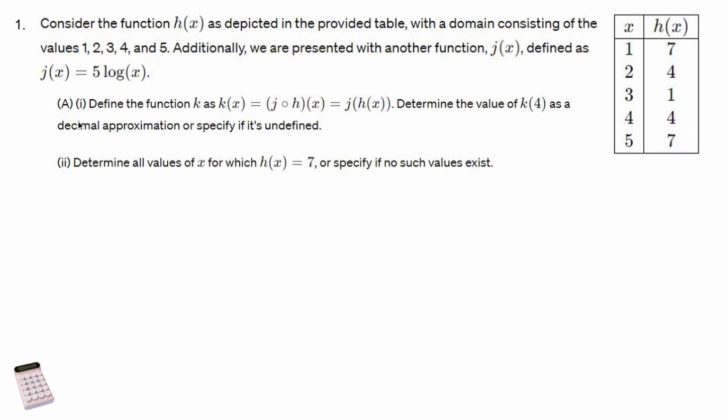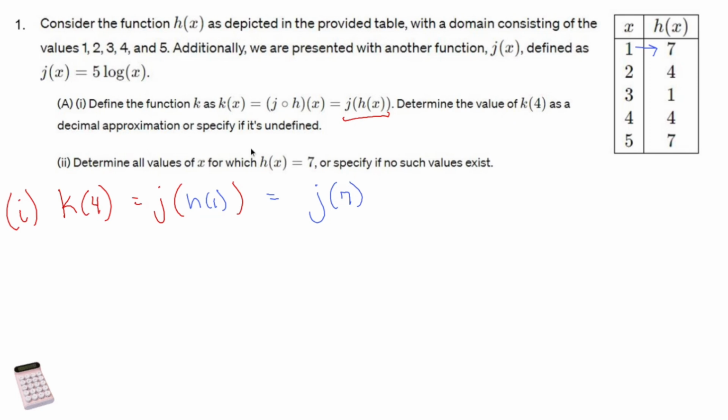So let's see what we need. We have k of 4 they want. Okay, and again, this is part I. K of 4, I'm going to use this version of it, equals j of h of 4. Let's get different colors because I can. So let's see what we have. H of 4 is found by taking the 4 in this table and saying, oh, well, 4 maps out to 7, so h of 4 is 7. So this becomes j of 7. Now, how do we find j of 7? We're going to need our calculator for this one.